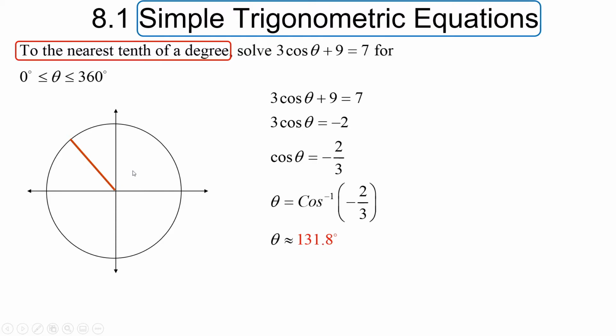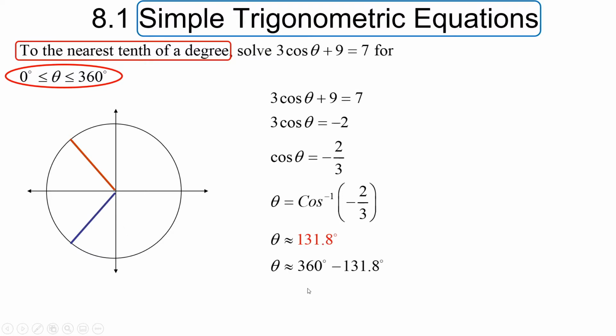Now, let's see. We're talking cosine, right? And cosine measures this horizontal distance right here. All right? So, in what other quadrant is cosine negative? Well, that would be a quadrant 3 angle. All right? So let's take this terminal ray and reflect it in the x-axis to get this terminal ray right here. And now, how are we going to approximate that? Well, I would probably go 360 degrees minus 131.8 degrees to get back there.